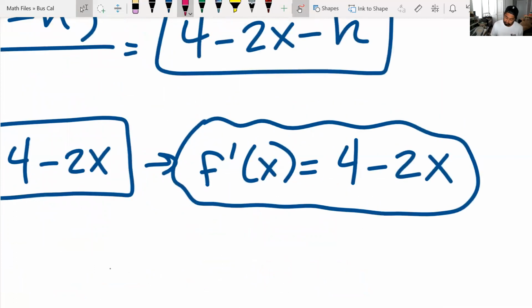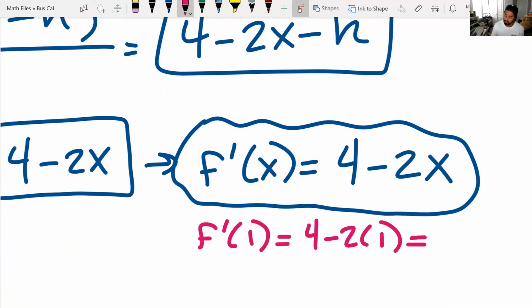So f prime of 1 is going to be 4 minus 2 times 1, which will give us 2. Which, what we can say from this is that when x is 1, the slope of the original function will be 2. So once again, the derivative finds the slope at any given value of x. So when x is 1, the slope of the original function is 2. There we go. All right.